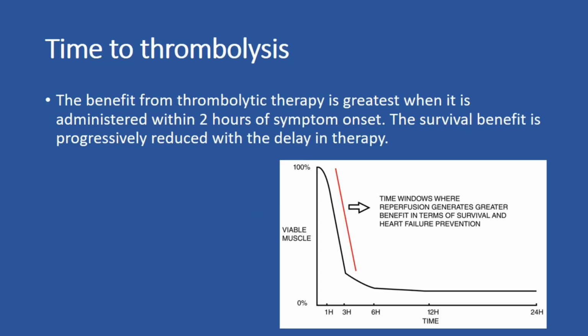As we know, the mainstay of treatment is thrombolysis, but the time is golden here. The benefit from the thrombolytic therapy is greater when it is administered within 2 hours of the symptom onset, but the survival benefit progressively reduces with the delay in the therapy.